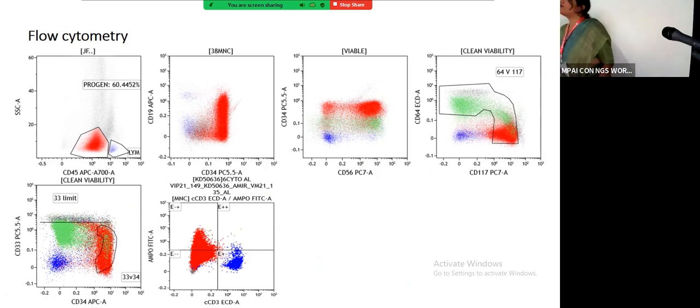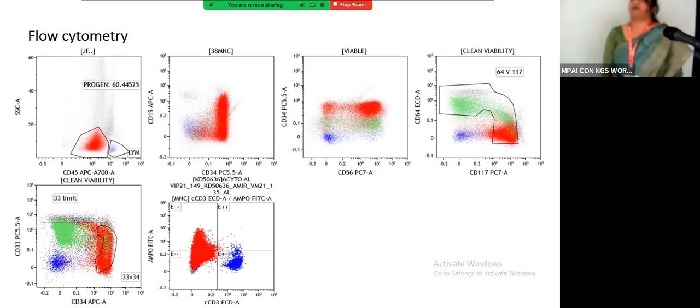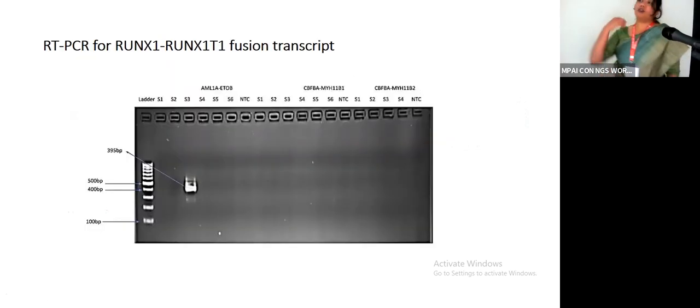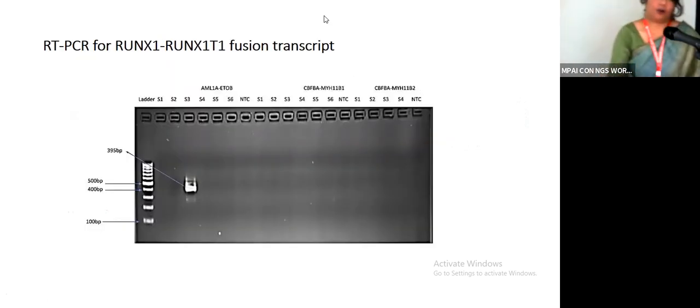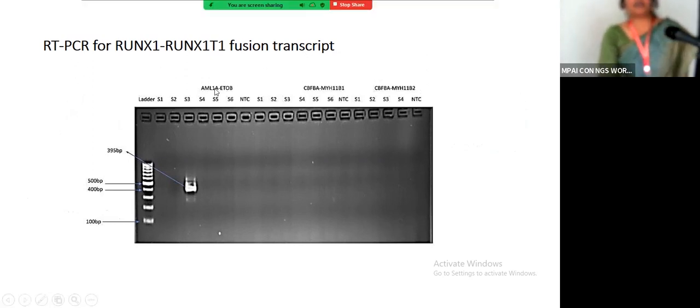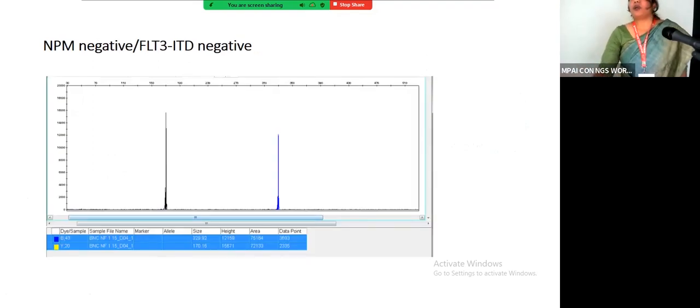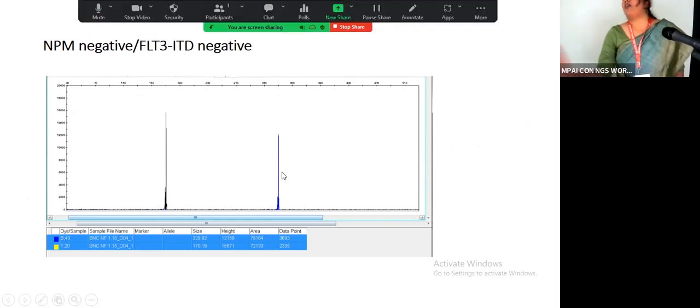So do you want to advise something specific in this case? Yes, somebody said it. Yes, very nice. So we did an RT-PCR for RUNX1-RUNX1T1 and it came out to be positive. And as per our protocol, we also did NPM and FLT3, which were negative; we only saw wild-type FLT3, no mutants.